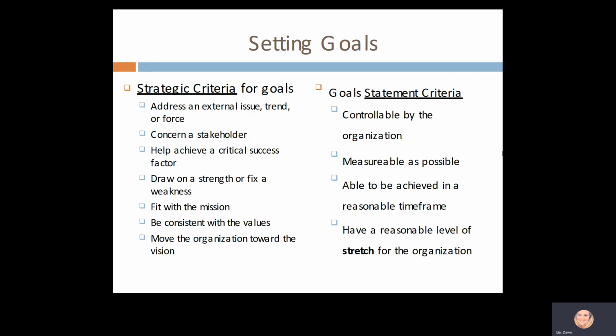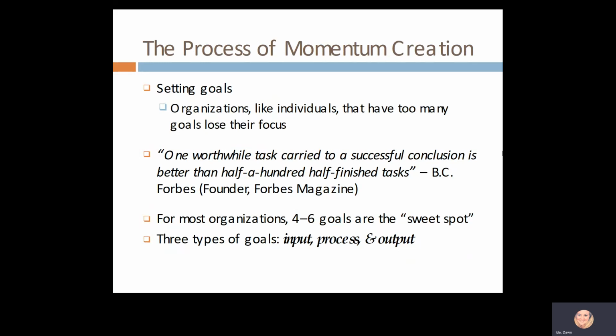So, strategic criteria for goals: address an external issue, a trend, or a force, concern a stakeholder, help achieve a critical success factor, draw on a strength or fix a weakness, fit with the mission, be consistent with your values, and move the organization toward the vision. Goal statement criteria, then, are: controllable by the organization. Measure them as much as you possibly can. They can be achieved in a reasonable time frame and have a reasonable level of stretch for the organization. Meaning you can't just pick a goal and say, well, that's it, it must be reached no matter what, even if it's unreasonable, right? Because that's not going to get anybody anywhere.